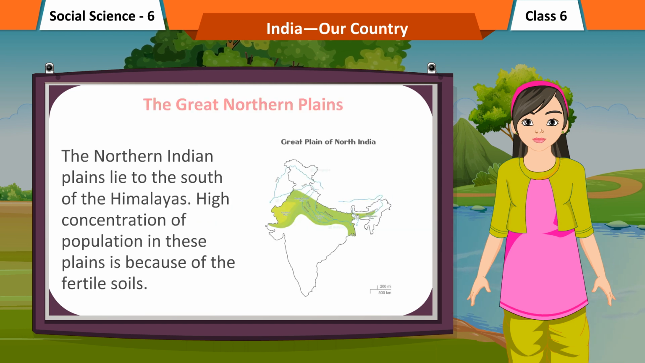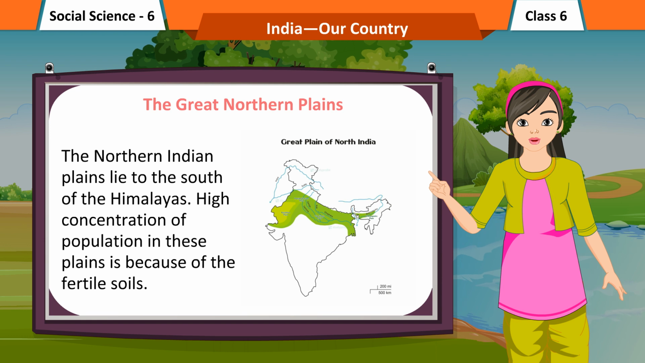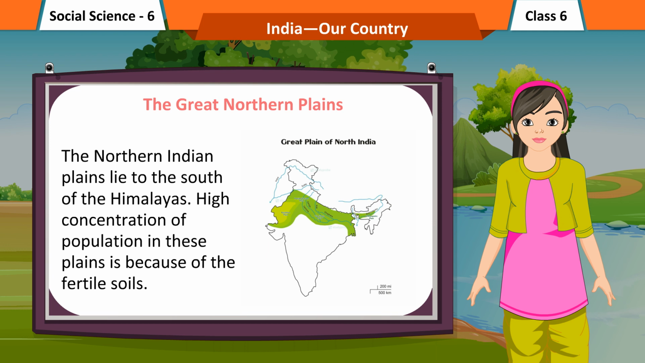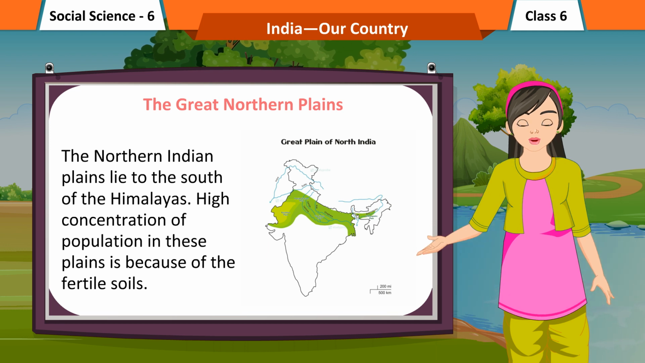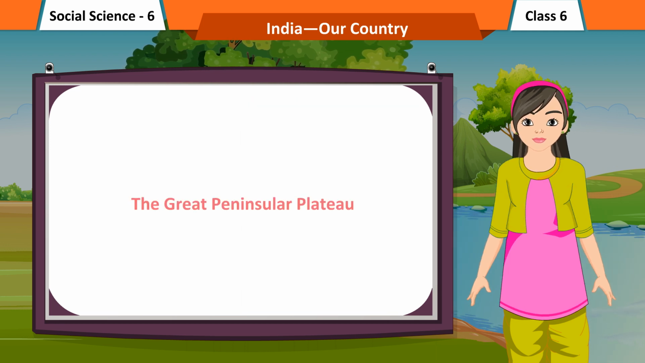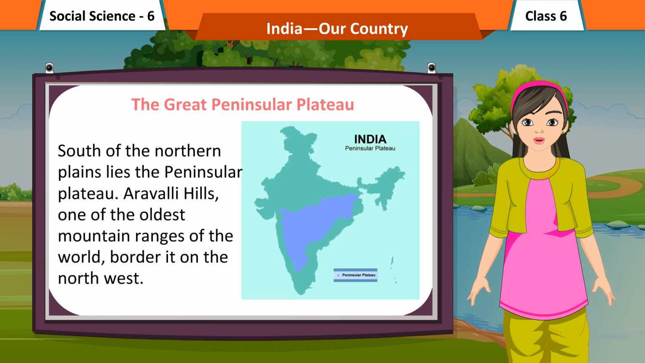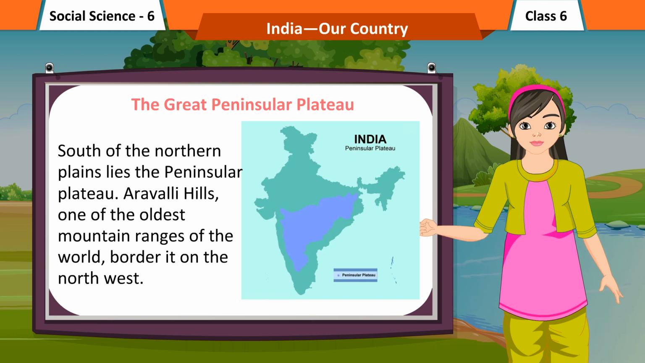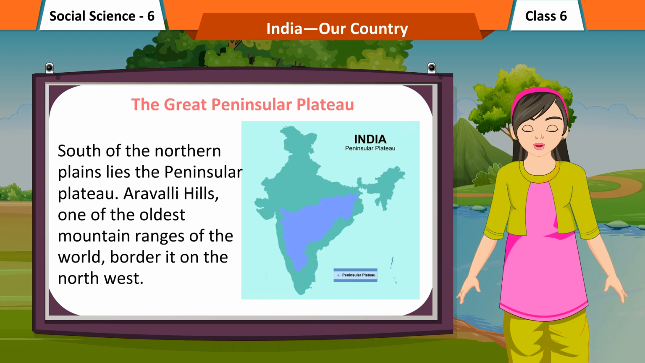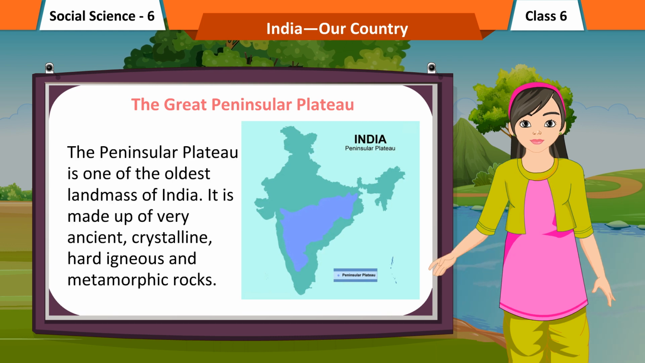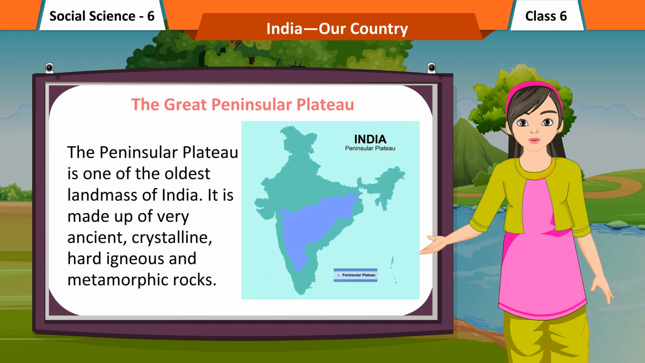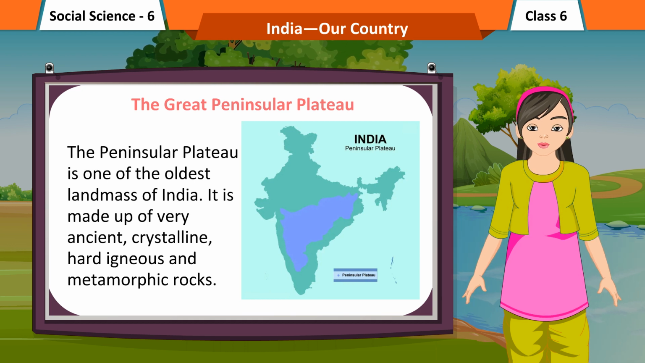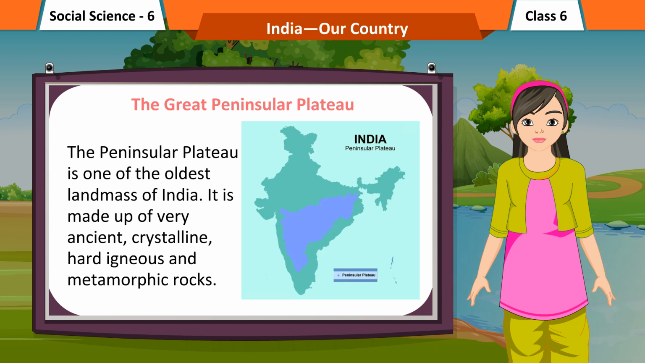The Great Northern Plains. The northern Indian plains lie to the south of the Himalayas. High concentration of population in these plains is because of the fertile soils. The Great Peninsular Plateau. South of the northern plains lies the Peninsular Plateau. Aravalli Hills, one of the oldest mountain ranges of the world, border it on the northwest. The Peninsular Plateau is one of the oldest landmasses of India. It is made up of very ancient, crystalline, hard igneous and metamorphic rocks.